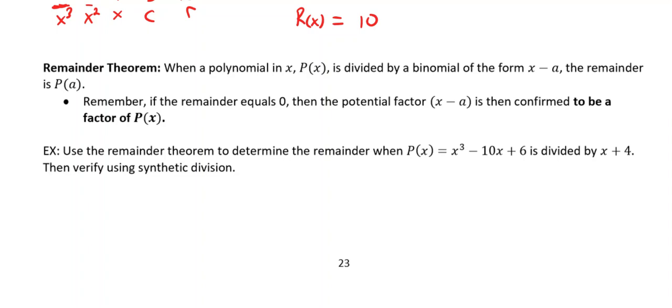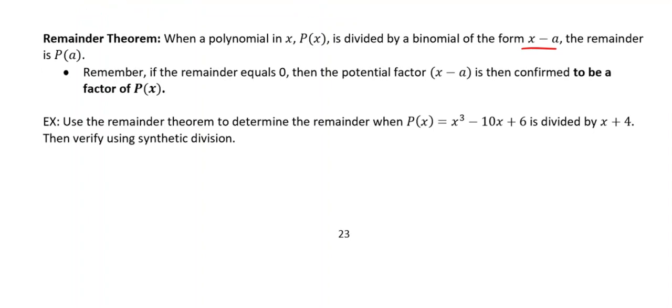So the remainder theorem is when the polynomial in x, so p of x, is divided by a binomial in the form x minus a, the remainder is p of a. Well, that's exactly what we've been doing. So remember, if the remainder equals 0, then the potential factor is a factor of the polynomial. So that really is the remainder theorem. It's just that if the remainder is 0, it is a factor.